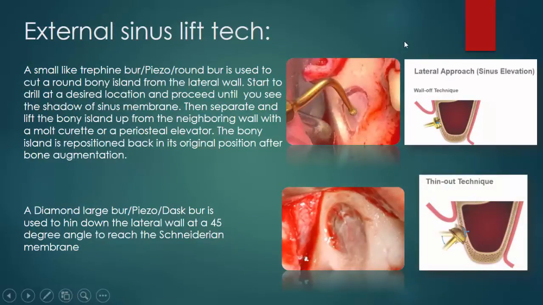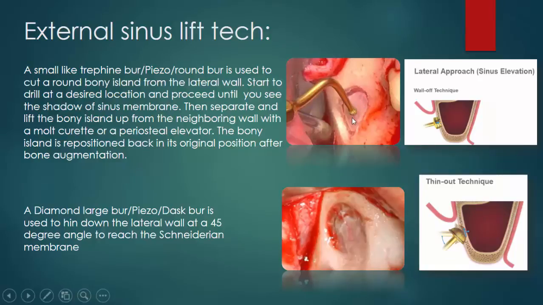And in this slide, I will show you the main two techniques regarding external sinus lift. The first one is called the wall-off technique. As we can see here, we use a small trephine bur, or we can use a piezo or small round bur to cut around a bony island from the lateral wall. Then we start to drill at the desired location and proceed until we see the shadow of the sinus membrane.